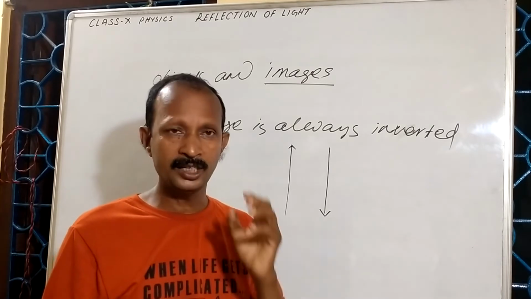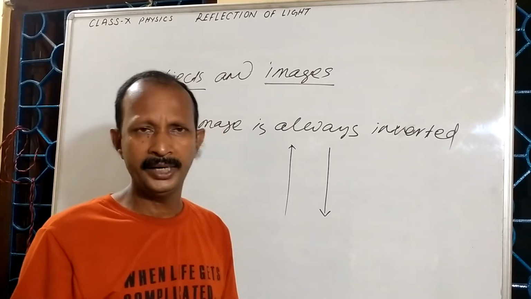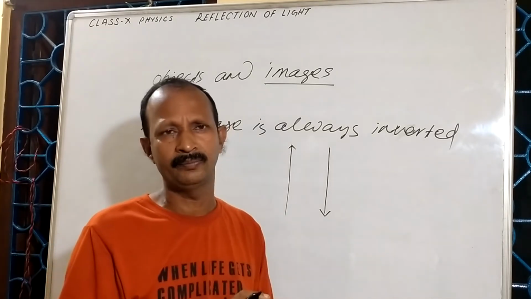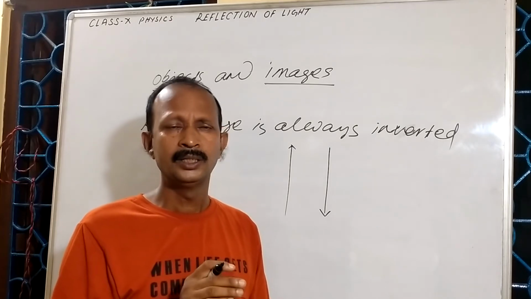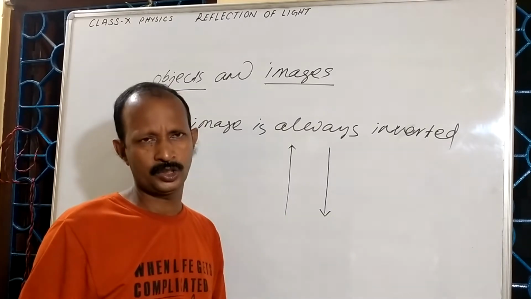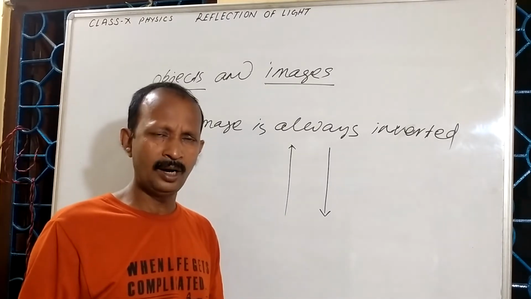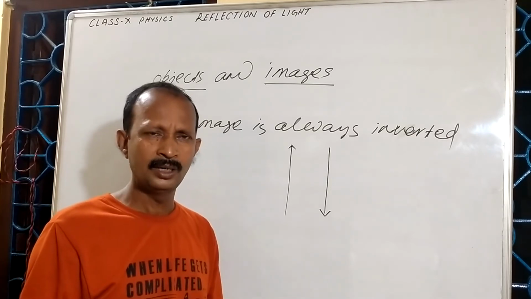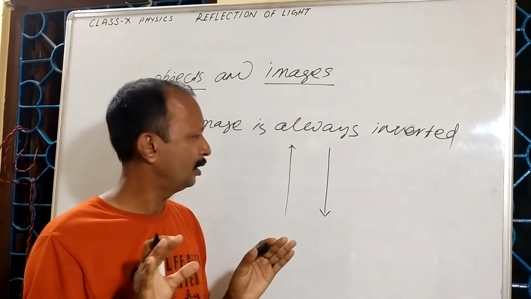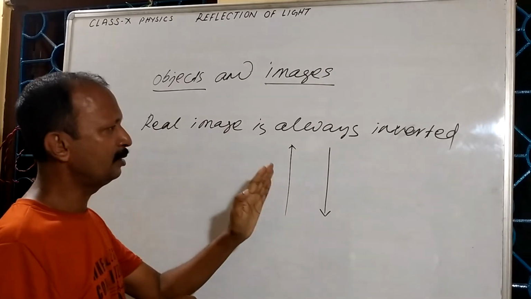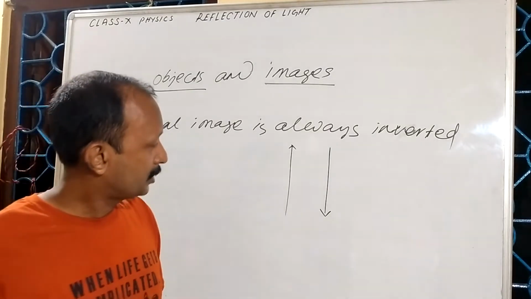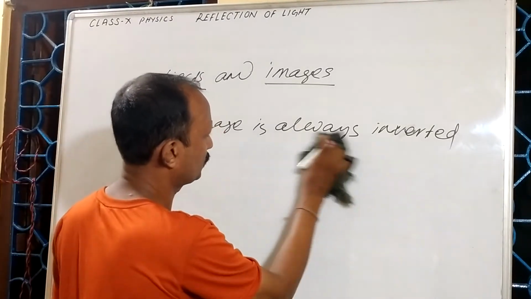The image formed in our retina is also a real image. Real image formed on a screen. So the image formed in our retina is also a real image, but we see the image of the object as usual, because our brain makes it so. So all real images are formed inverted. But what about the virtual image?